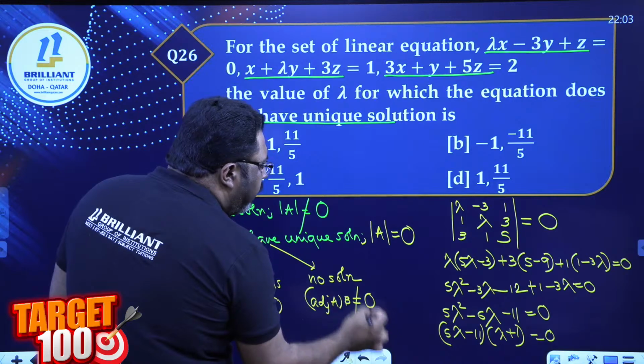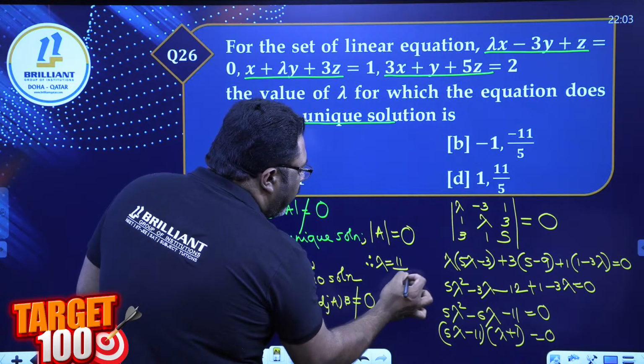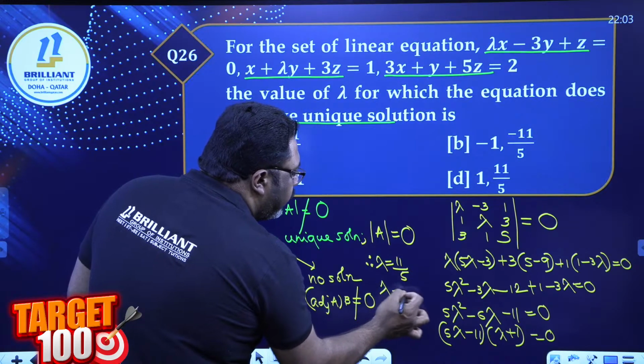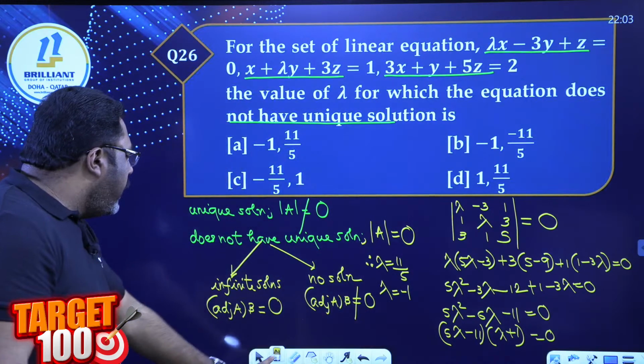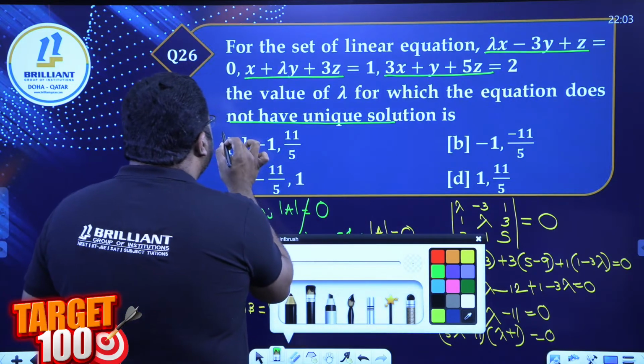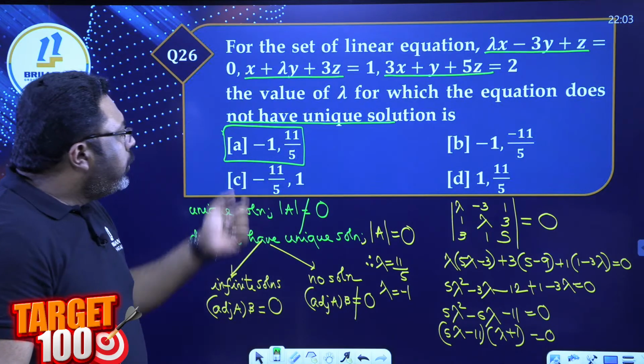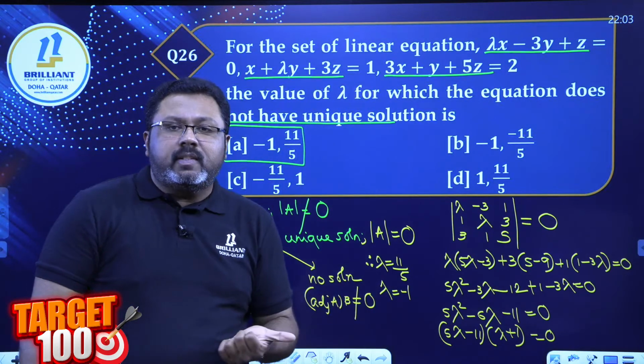So what are the values of lambda? The values of lambda are 11 by 5 or minus 1. So the answer is 11 by 5 or minus 1, which is option A. Yes? Option A. So a question based on this is also expected.